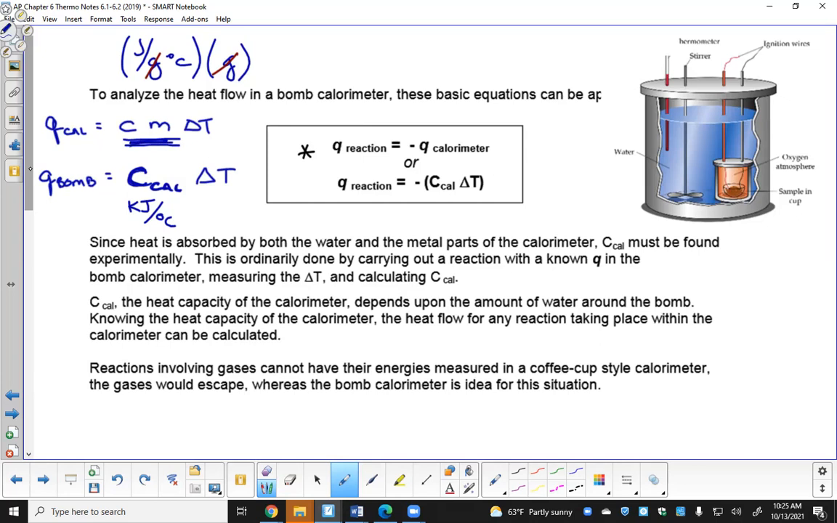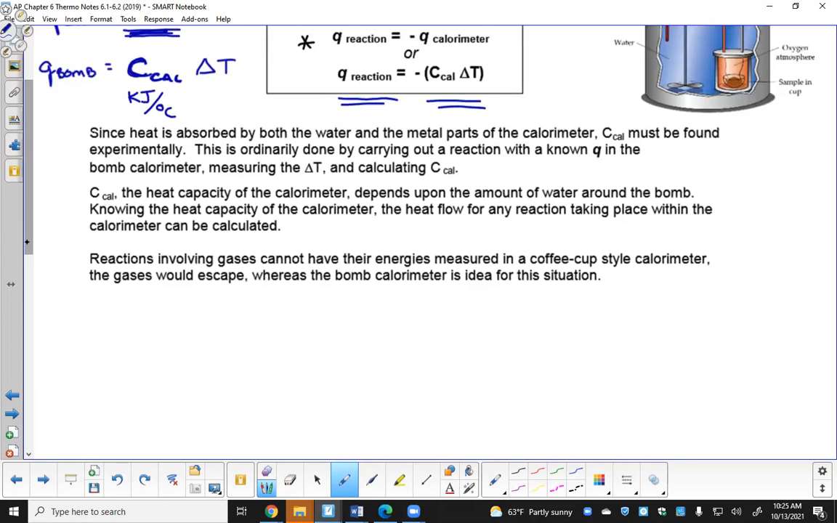So whatever happens in the bomb is going to look like this over here on the right, and that's going to be opposite in sign but equal in magnitude to whatever's happening in the reaction that we put into the bomb. Slightly different equation. The Ccal is the heat capacity, not the specific heat capacity, but just the heat capacity of the calorimeter. It depends on the amount of water in the bomb and the material that makes up the bomb itself, the metal. Knowing the heat capacity of a calorimeter, the heat flow for any reaction taking place can be calculated.